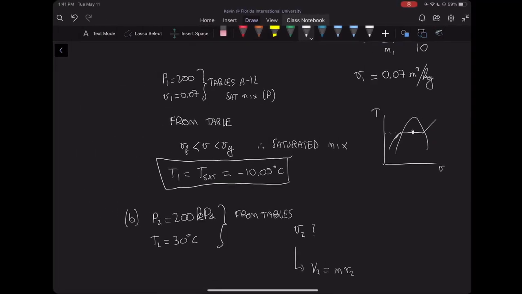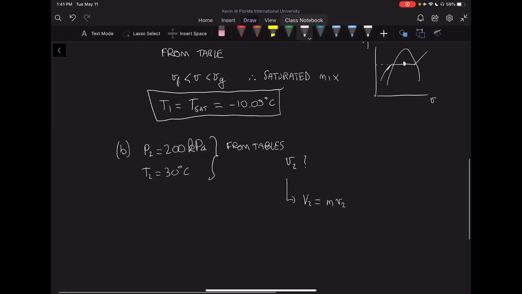So I'm going to write that over here. So from table A13, specific volume 2 is equal to 0.11874. And following that, we can multiply by the mass, which is 10 kilograms, and we finally get 1.1874 meters cubed in this case.